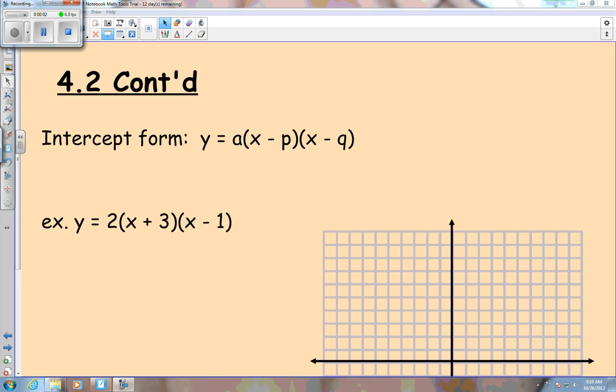4.2, yes. Hurry up, but we're going to just get started without you. 4.2.